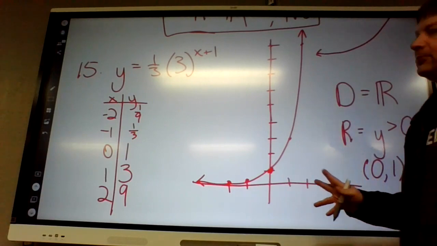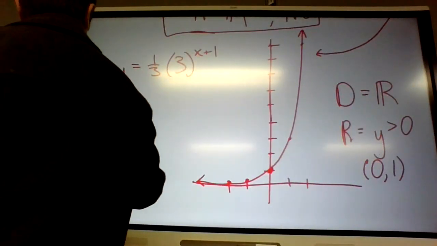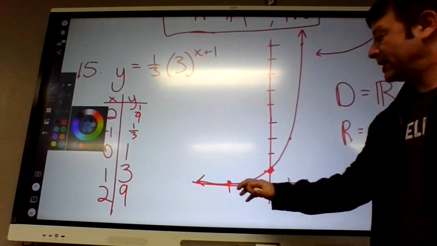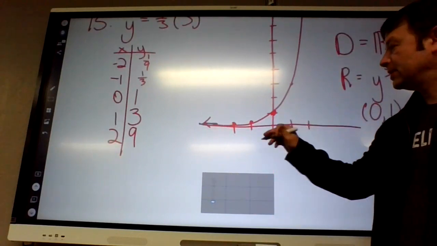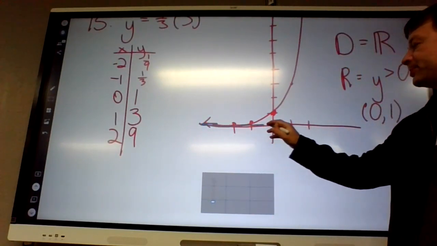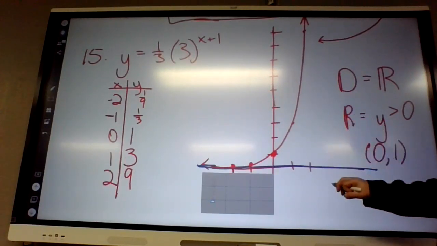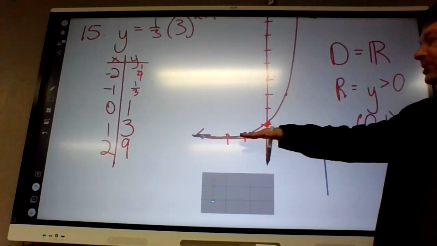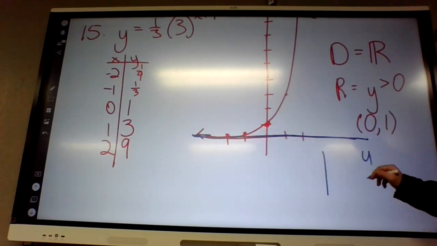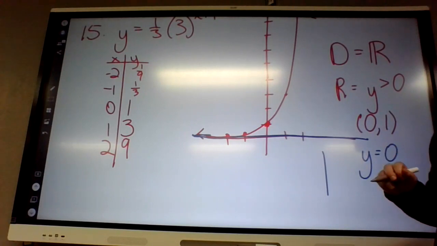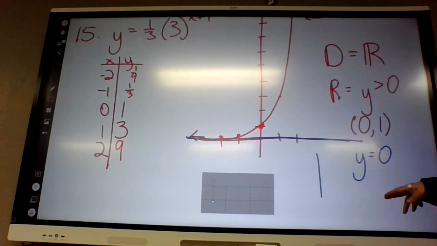Okay, I mentioned the asymptotes once, but we didn't do it on the homework. Let me mention it again. The asymptote is the line that the graph approaches but never gets to. So horizontal asymptote. Sometimes there's vertical asymptotes. But this would be y equals 0, like this blue line. I didn't make you guys do that, so I'm not gonna make you do it on 14 either.